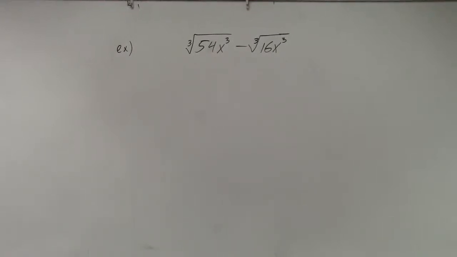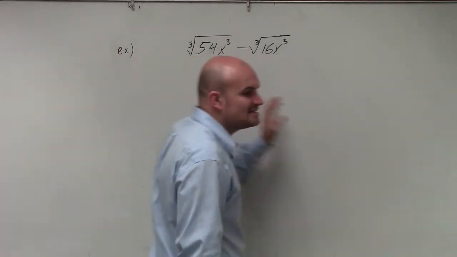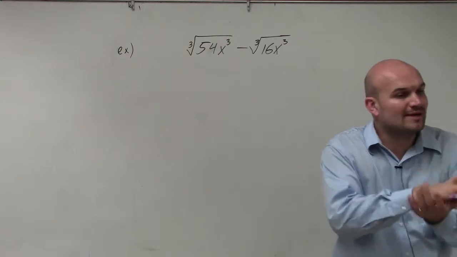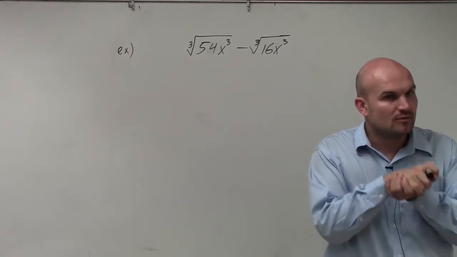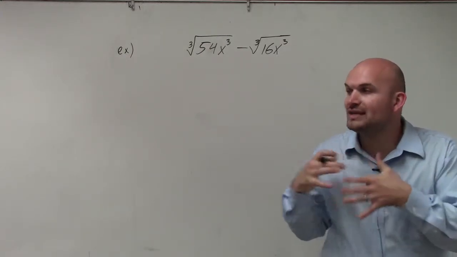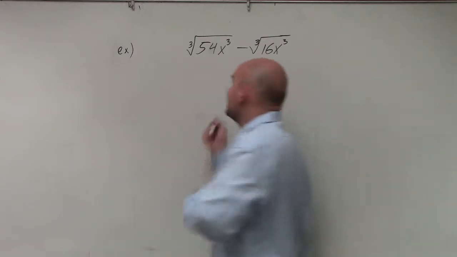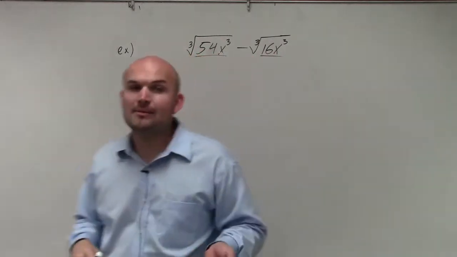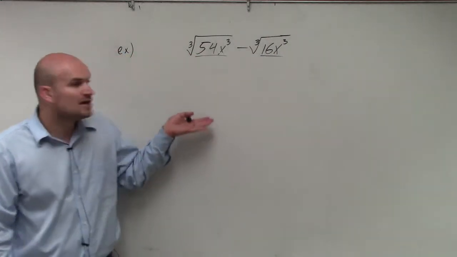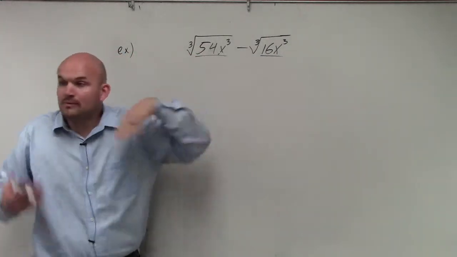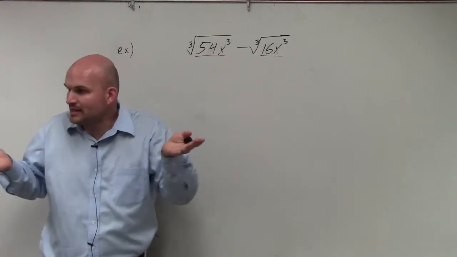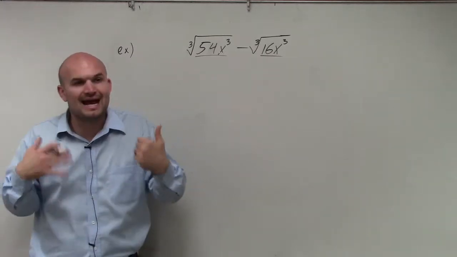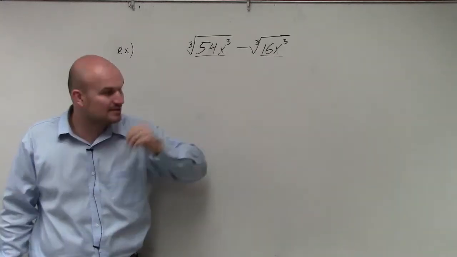So in this example, ladies and gentlemen, the main important thing I wanted you guys to take away from this is whenever we're adding and subtracting, we can only add or subtract when our radicands are exactly the same. So in this problem, you guys can see that our radicands are not the same. When we multiply or divide, we can multiply them with them being different. But when we're adding or subtracting, they have to be exactly the same.